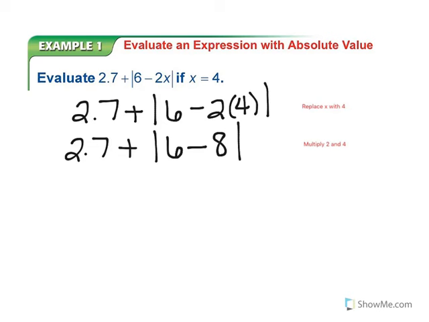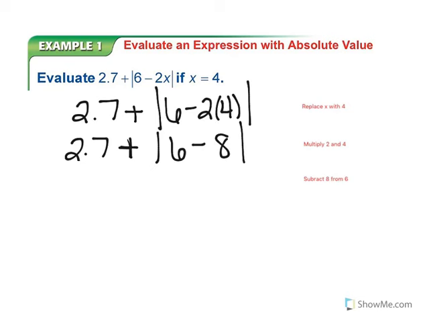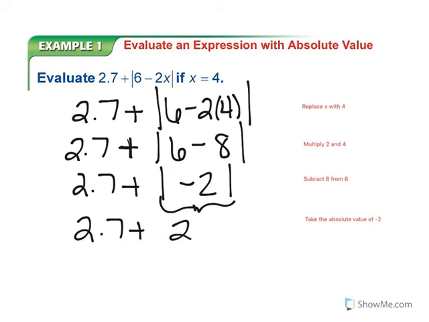Our next step is to subtract 8 from 6, because we're going to think of these kind of as parentheses. We can't add the 2.7 yet before we take care of what's inside our absolute values. That gives us 2.7 plus the absolute value of negative 2. From here, we know that the absolute value of a negative number is actually going to be the positive of that number. So the absolute value of negative 2 is just 2. And our last step is to add 2.7 and 2, and that gives us 4.7 as our answer.